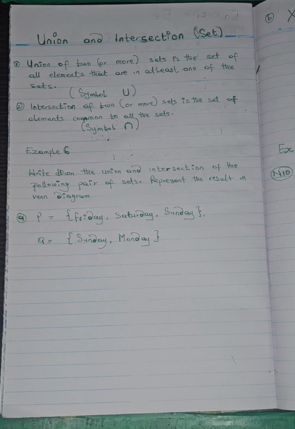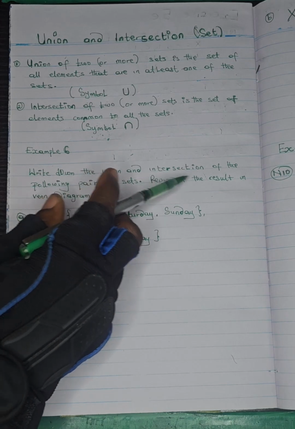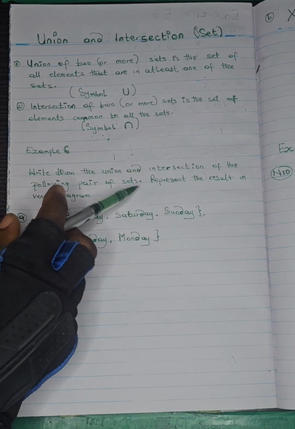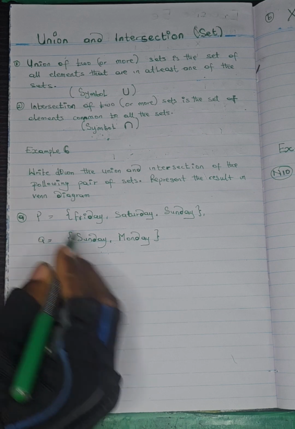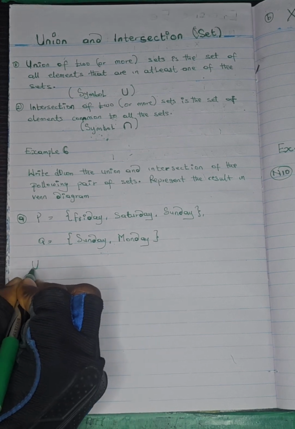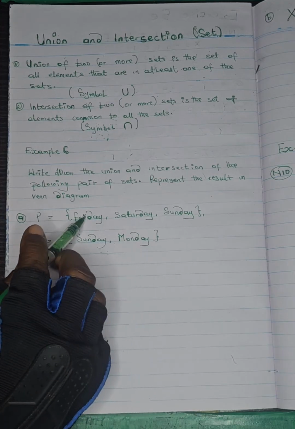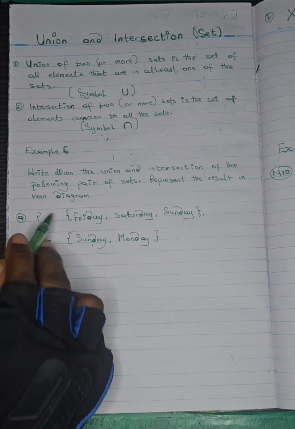So let's solve an example. Example 6. Write down the union and intersection of the following pair of sets. Represent the result in Venn diagram. So we have set P. The union of P and Q will be what this has and this has, a set that has both the members of P and Q.